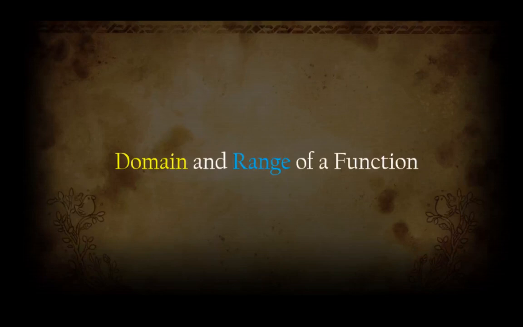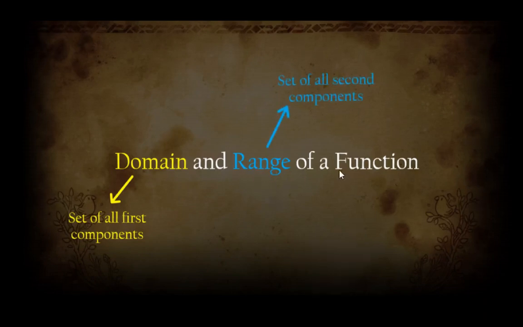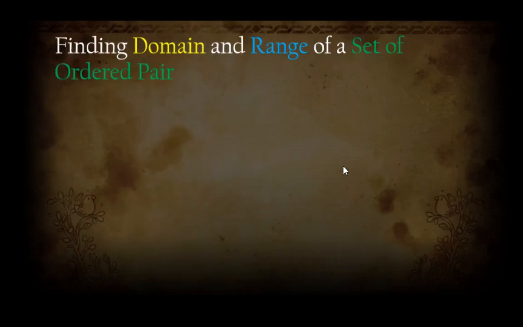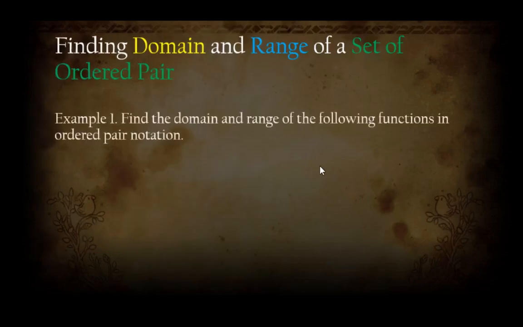Moving on. A relation is any set of ordered pairs x and y. The set of all first components of ordered pairs is called the domain. Also, the set of all second components is called the range. And for our first example, we will find the domain and range of the following functions in ordered pair notation. We have function f equals the elements (1, 3), (2, 4), (5, 7), and (6, 8).